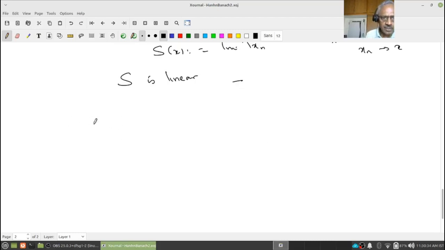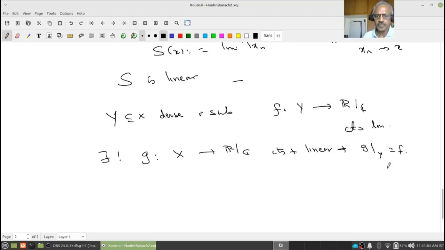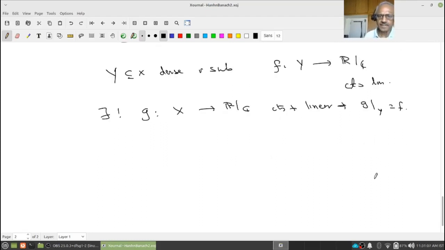Let's go back to the theorem. If Y in X is a dense vector subspace and F from Y to R or C is a continuous linear functional, then there is a unique G from X to R or C which is continuous and linear, and G restricted to Y is F.